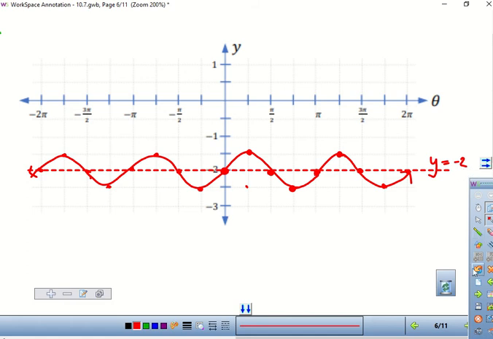Something I'll just say for anybody who wants to know this. This is pi over 4 right here. This is 3 pi over 4. This is 5 pi over 4. And this, 270 plus 360 divided by 2, is 7 pi over 4.